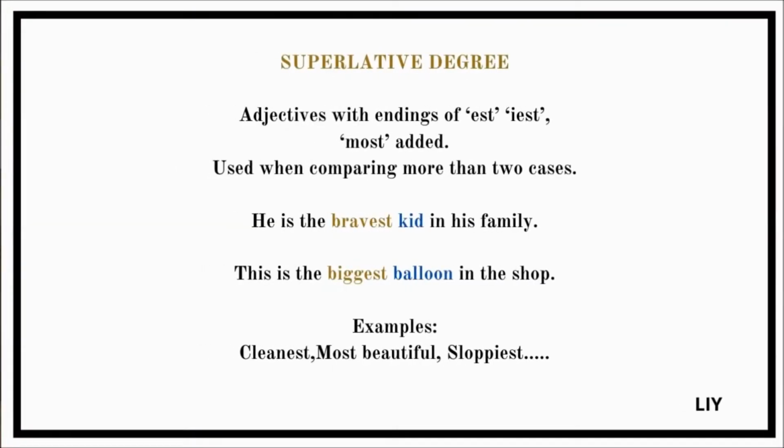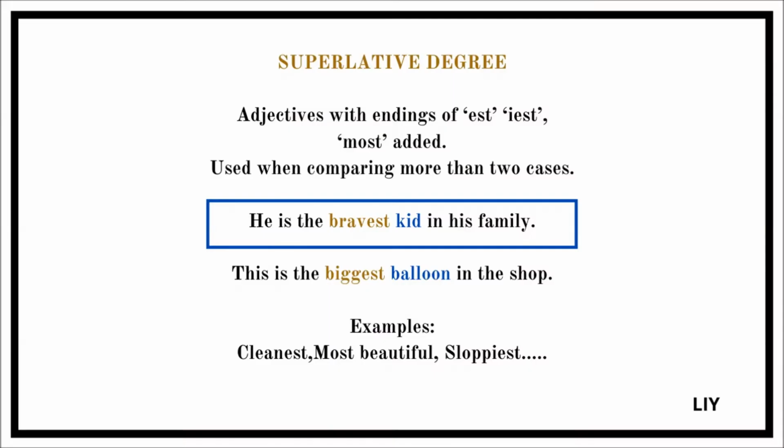Superlative degree of adjectives. These adjectives have the endings of est, iest, and some adjectives may have an addition of another adjective which is most. We use superlative degree of adjectives when we are comparing more than two cases. If I say, he is the bravest kid in his family, I'm comparing this kid with all the other kids in the family, and therefore I use the adjective bravest to describe the kid. Bravest is in the superlative form.